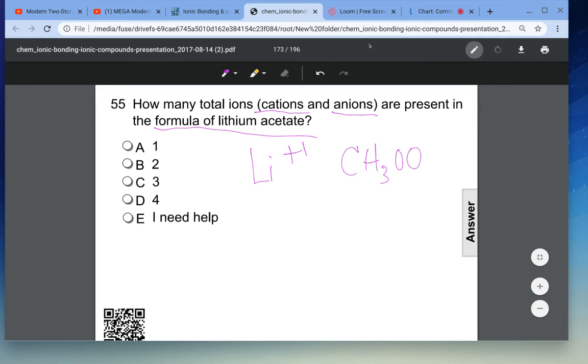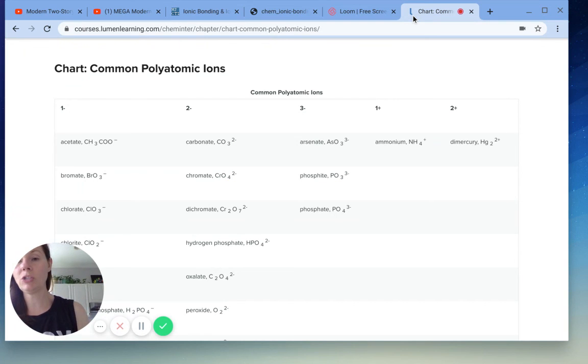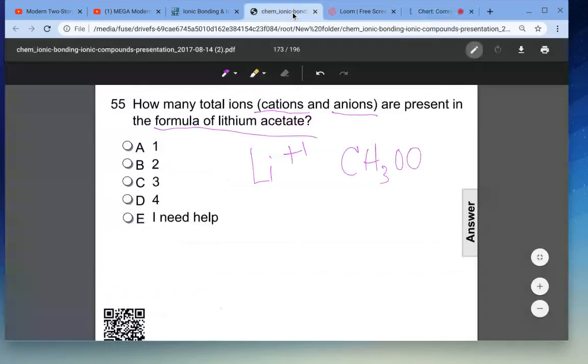CH3OO. Is that right? Hold on. I don't have these memorized. CH3COO. CH3, I knew it wasn't right. COO, and it's a -1. So that's acetate.